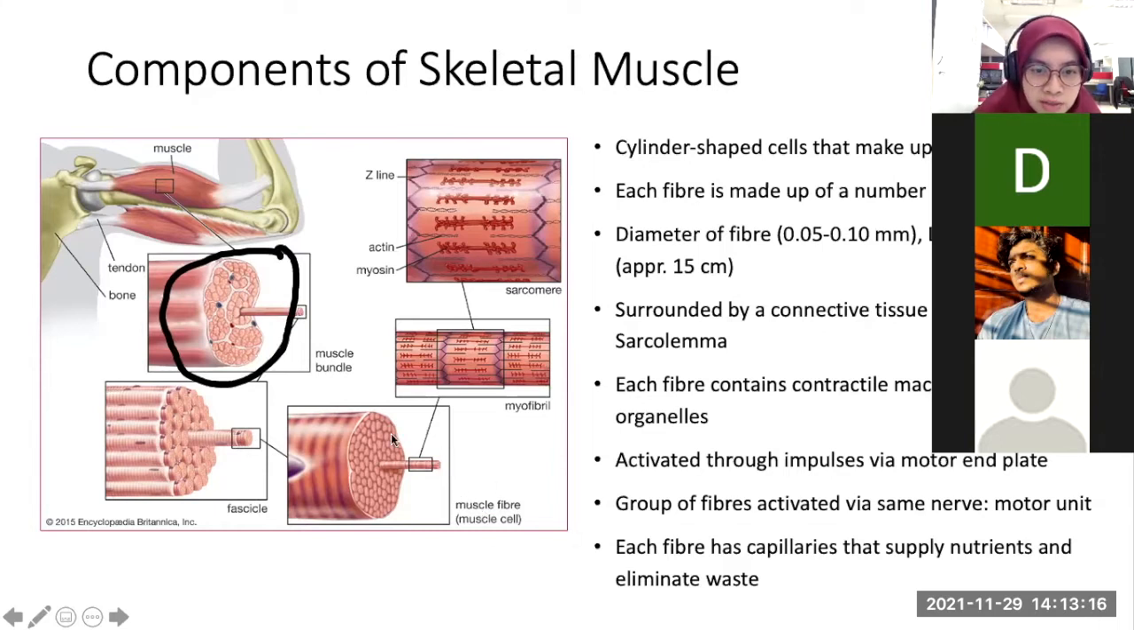If we zoom in further on these muscle fibers, we can observe this cross-section of myofibril. If we zoom in further, these are one unit of sarcomere, which makes up this area over here. We will look into the details later. This is just the anatomy of our muscles, right?